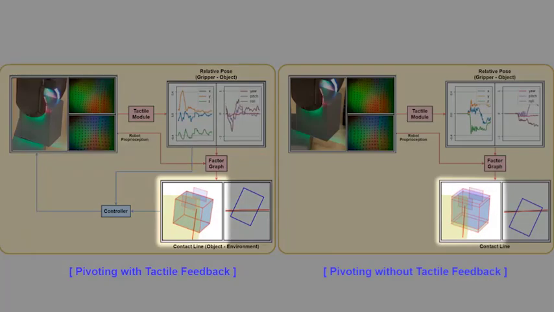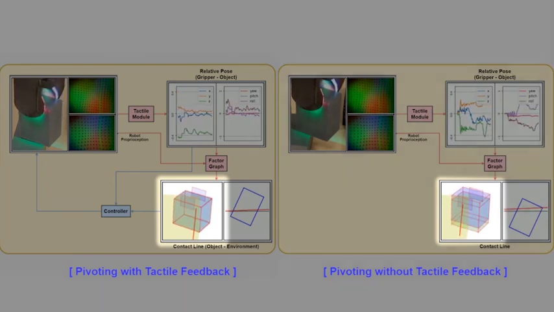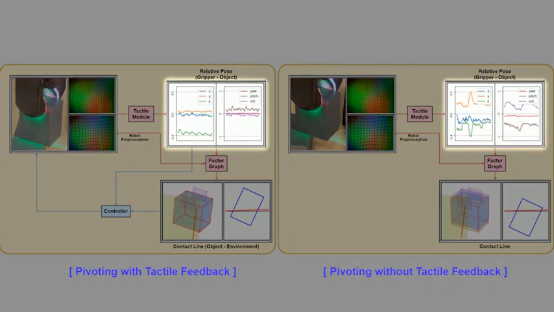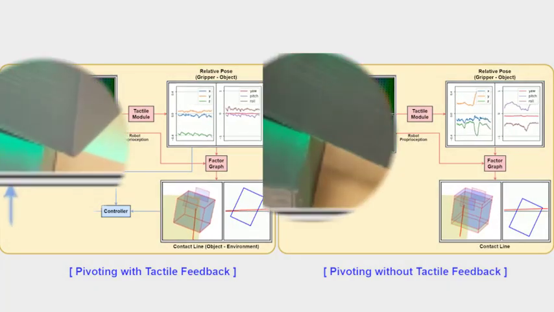With such a tactile feedback, the estimation is more accurate than when we do not use the tactile feedback, both in horizontal and vertical direction. We can see that the gripper object relative pose is more consistent. Also, it shows less slipping between the object and the environment.